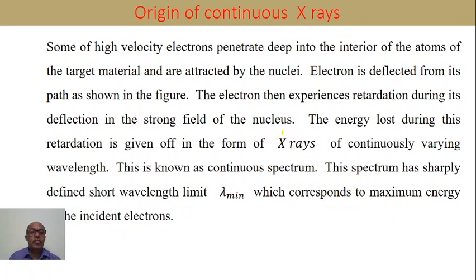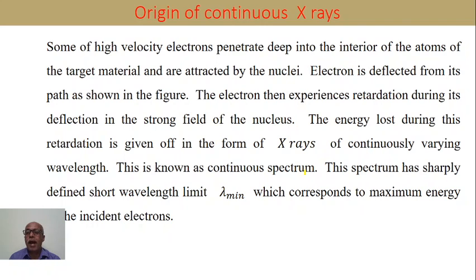During this deflection, it loses its energy, because of which the velocity will be reduced, and hence we say that the electron will be retarded. Because of this, X-rays of continuous wavelength are produced, right? And this is known as the continuous spectrum.